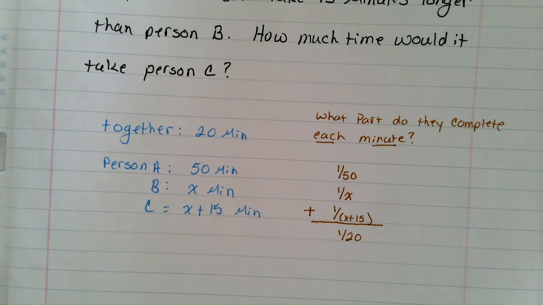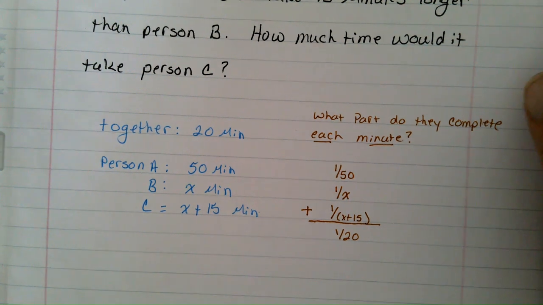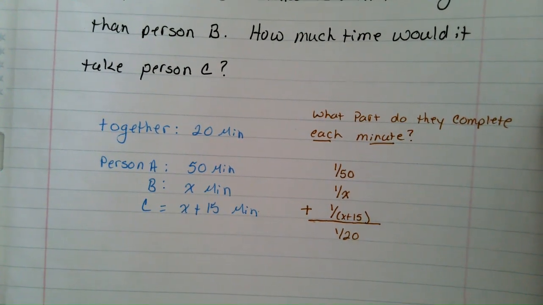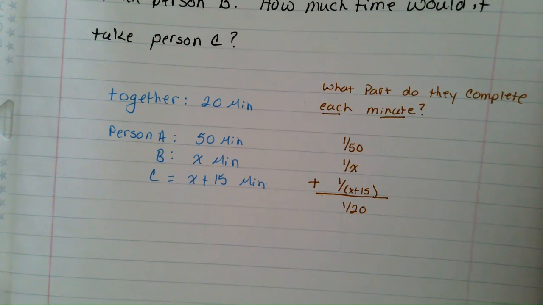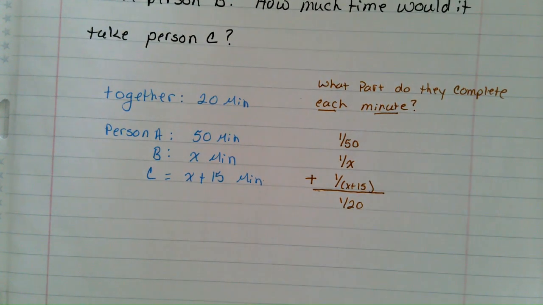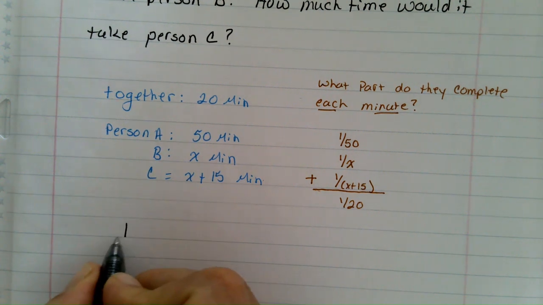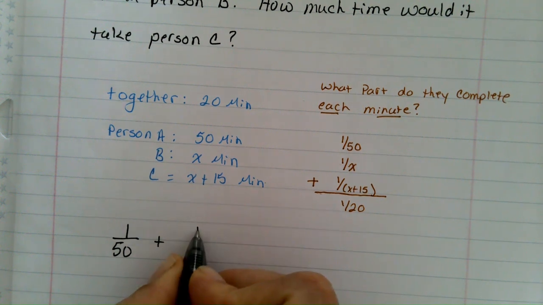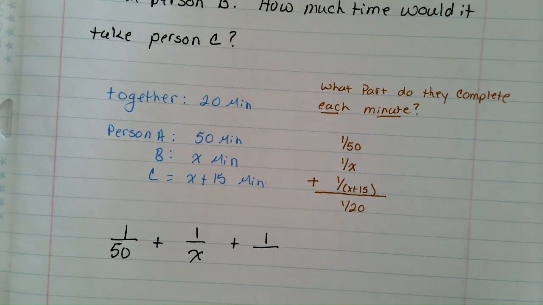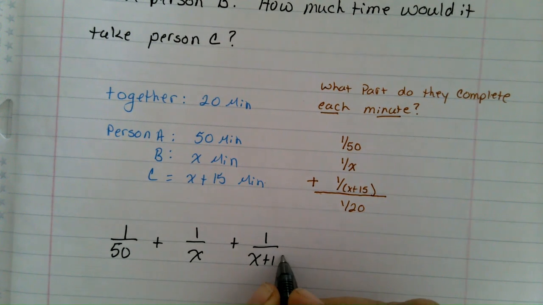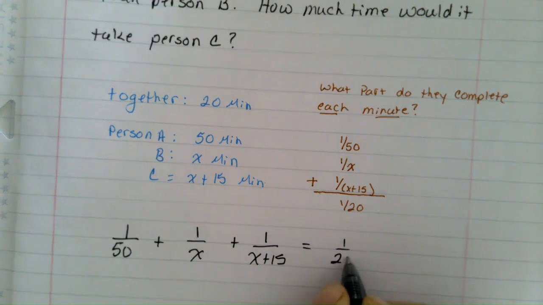So here we're going to be looking at what part they do per minute so that we can add those up, because that is something we can add up. And once we know what part is completed per minute, we actually end up finding out how long it takes person B, and then therefore how long it takes person C. So let's look at that horizontally. And that's going to equal 1/20.